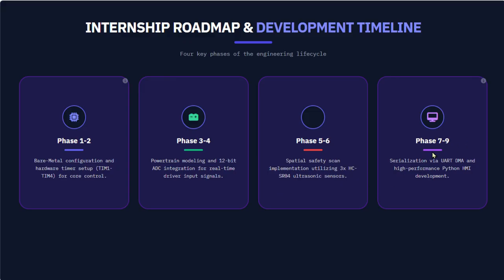Phases 7 through 9 focus on the engineering of the serialized pipeline. By shifting away from the standard blocking print loop and implementing a non-blocking DMA channel, the microcontroller was able to stream high-density data directly into the custom Python visual interface at a steady 100 hertz. Now let's move to the next slide.